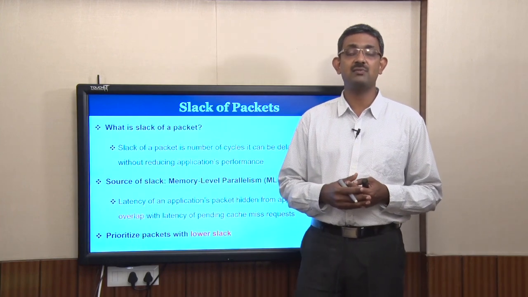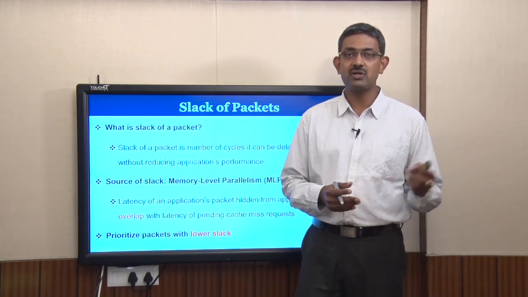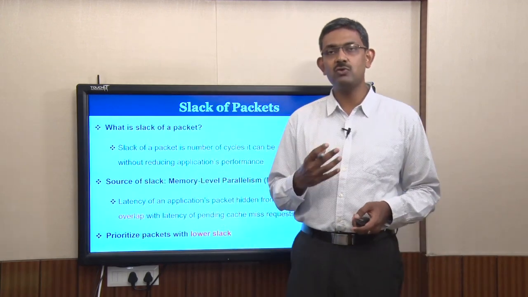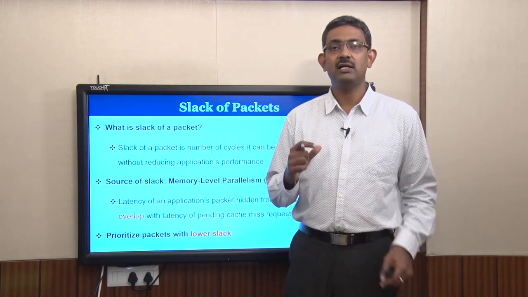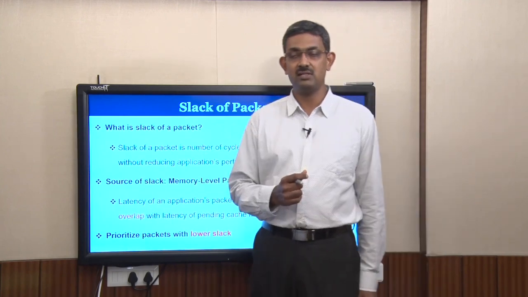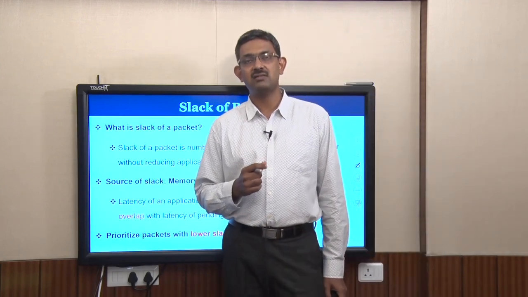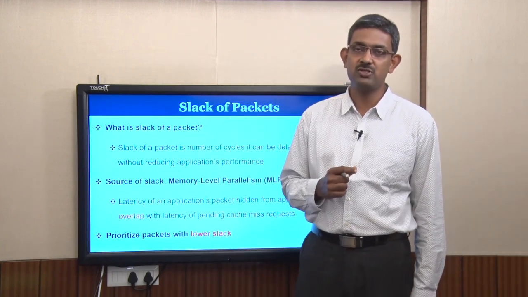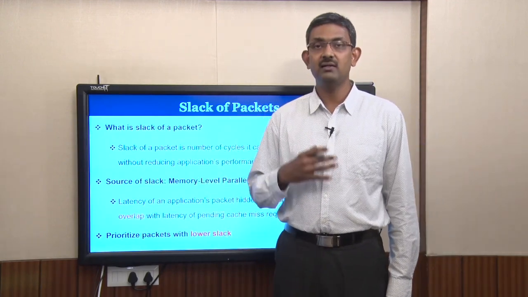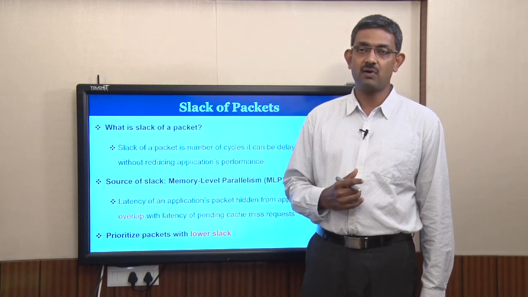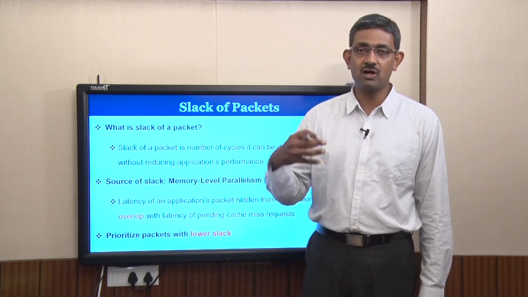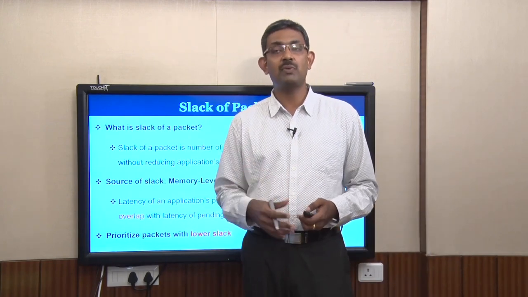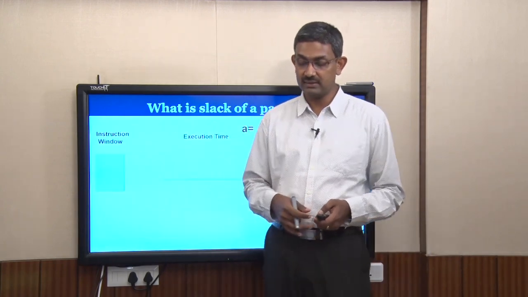And memory level parallelism is a source for having slack. So some packets may return earlier than necessary. So what we are trying to do is, rather than working with the conventional switch scheduling policies like age-based switch scheduling or round robin based switch scheduling, it is always better to exploit the concept of slack. So if the slack value is recorded inside a packet, whenever two packets come together, we have to prioritize the packet with a lower slack.